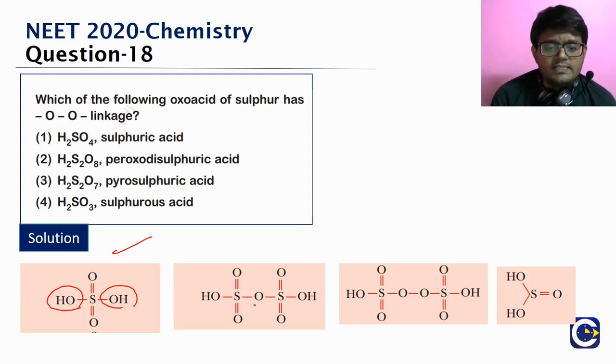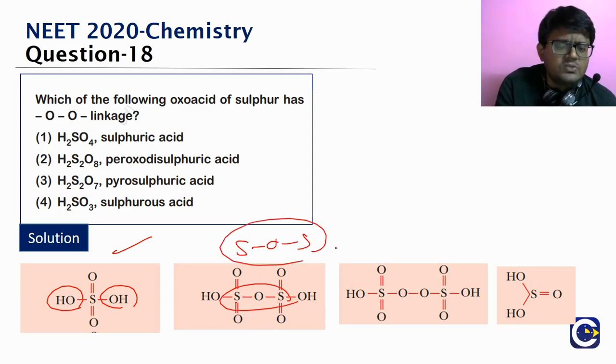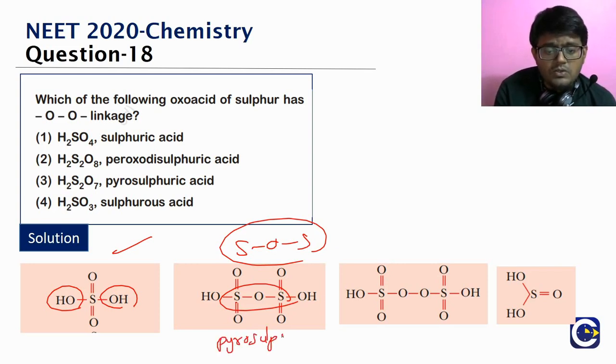Look at this. What is this? This is H2S2O7. What is H2S2O7? Pyrosulfuric acid. This also has no O-O linkage, but this is having what? This is having S-O-S linkage. In fact, I think in one of the previous years they have even asked a question on this. Okay, so this is what? Pyrosulfuric acid.